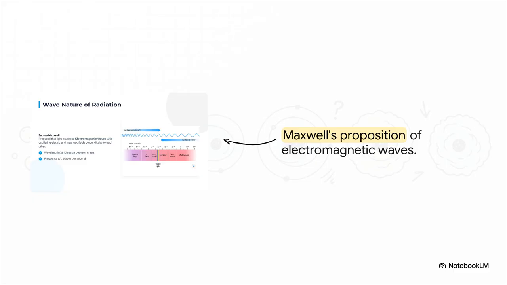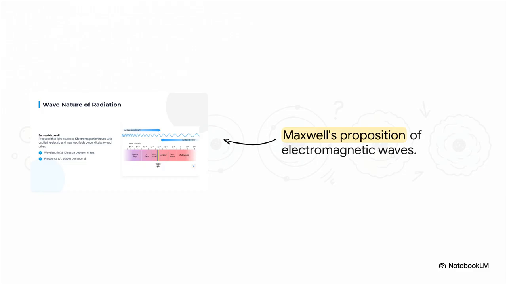To fix Rutherford's crashing electron problem, scientists actually had to stop looking at the atom and start looking up at light. James Maxwell had already told us that light behaves as an electromagnetic wave. Think about the basic anatomy of a wave for a second. You have your wavelength, denoted by the Greek letter lambda, which is just the physical distance between two crests of the wave. And you have frequency, nu, which is how many of those waves pass a specific point every single second. Naturally, a shorter wavelength means a higher frequency.